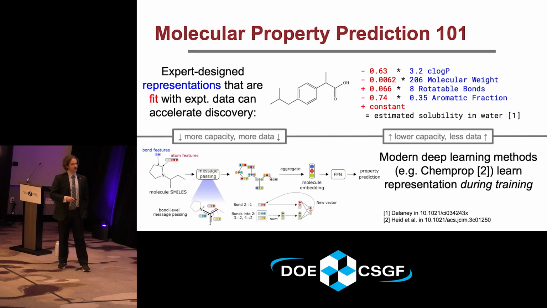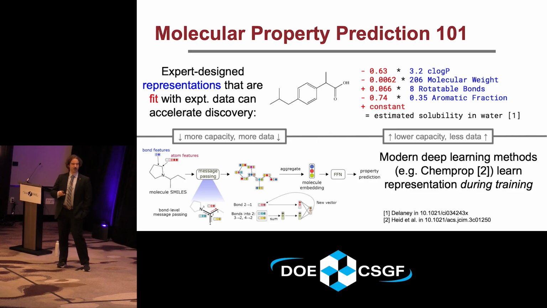Now, skipping 30 years ahead of time to what we do today and what we do in our group in particular, we have these modern deep learning methods, things like chemprop in particular, which our group develops, that instead learn a representation during training. So if you're like me, you were an experimental chemist for a couple of years or no years at all, and you don't know how to develop an expert designed static representation, you can instead just rely on this algorithm that I'm showing you here.